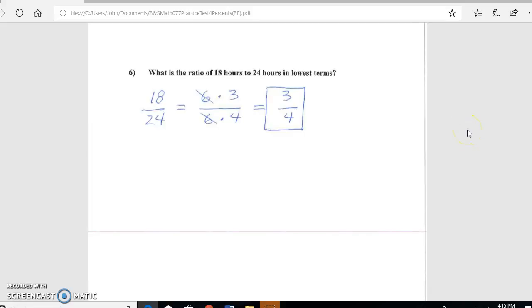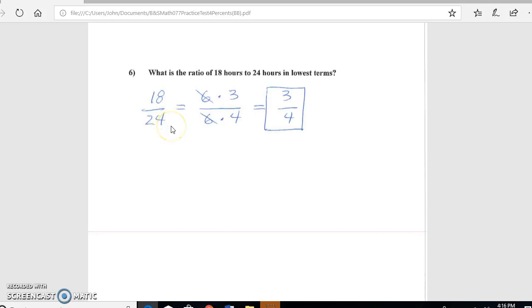This is the practice test for percents, and we're working on problem number 6. The problem states, what is the ratio of 18 hours to 24 hours in lowest terms? So we set up a ratio as a fraction. The 18 hours is mentioned first, so that goes on top. 24 hours is mentioned second, that goes on the bottom.